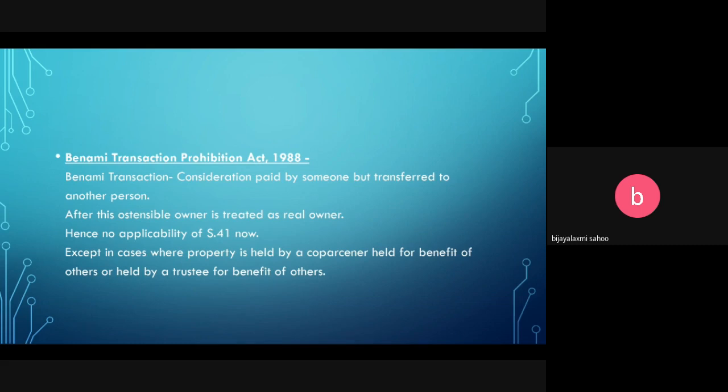That is, if the property is held by a co-partner, held for the benefit of other co-partners or the Hindu undivided family, or held by a trustee for the benefit of others. So in these two cases only, the concept of ostensible owner will be applicable. If the trustee holds, or if a Hindu co-partner holds, then the concept of ostensible owner can be applied. But in the rest of the cases, the Benami Transaction Prohibition Act makes sure that the doctrine of ostensible owner is no more active.